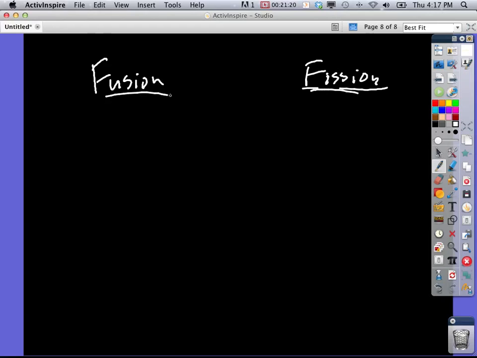Okay, so fusion and fission. The difference between these: fission is what we just saw, right? It's breaking stuff. You can start with plutonium and it breaks down. Fusion, you can do something like this. I believe that's it. I'm going to check my notes.